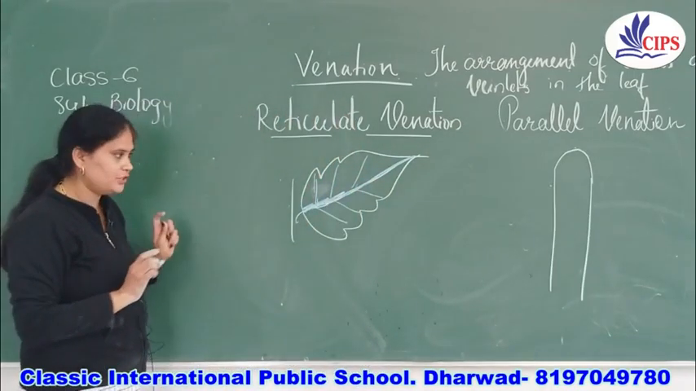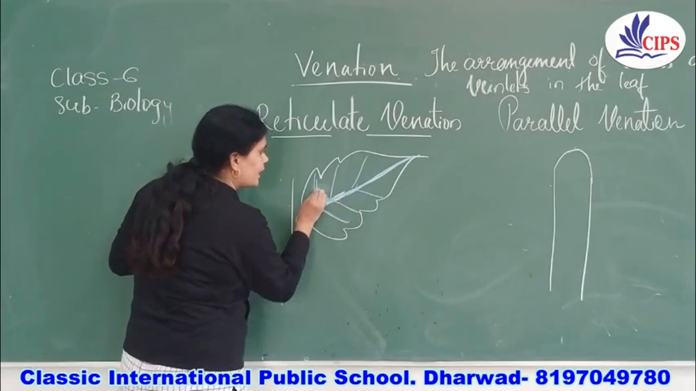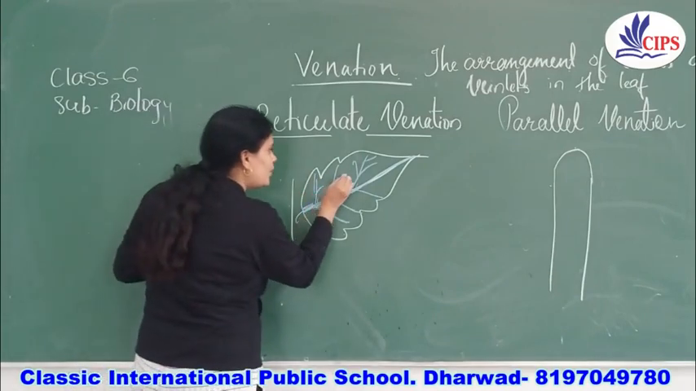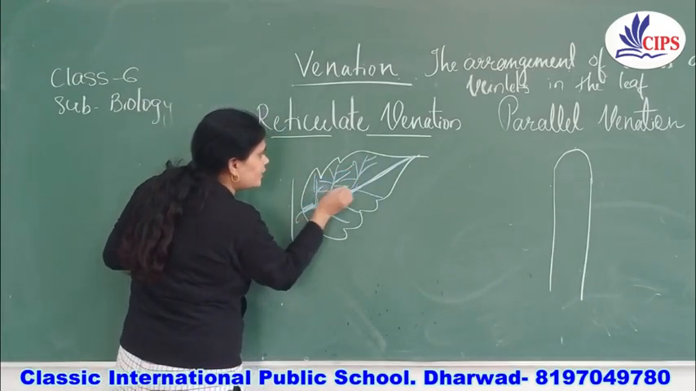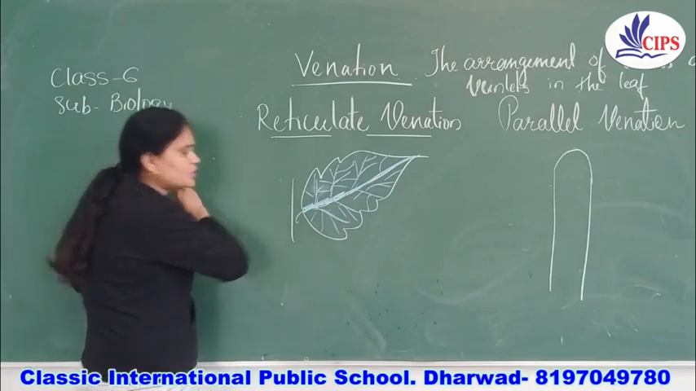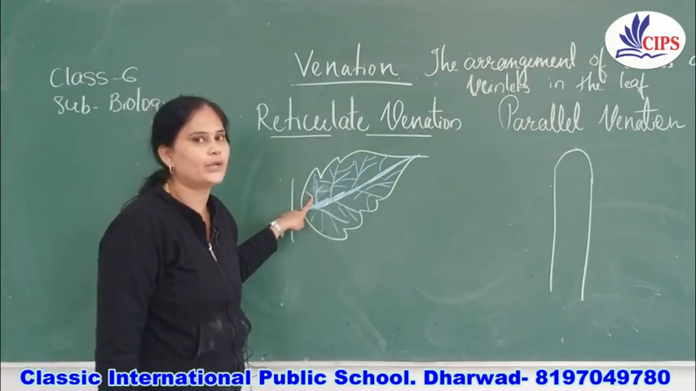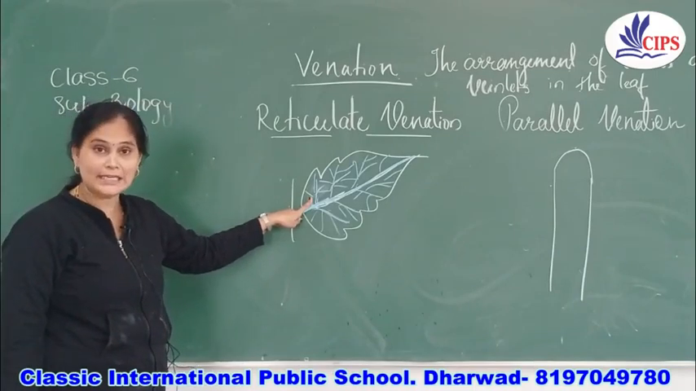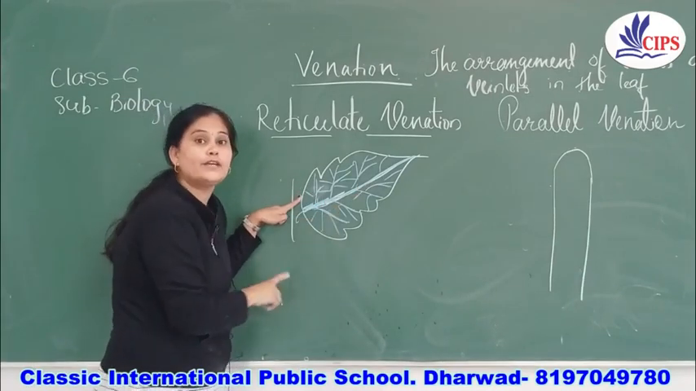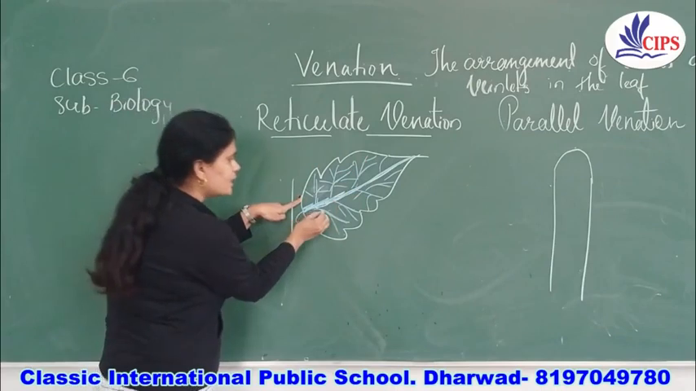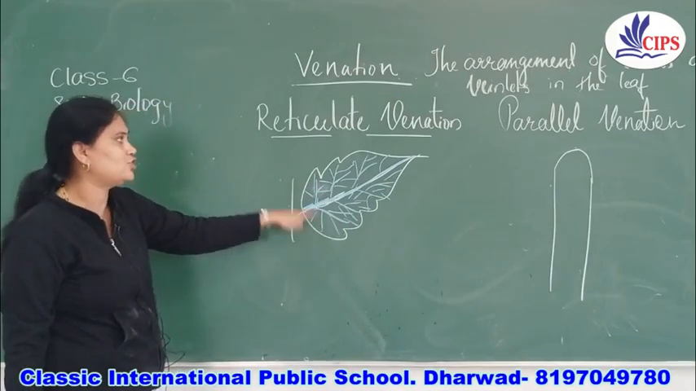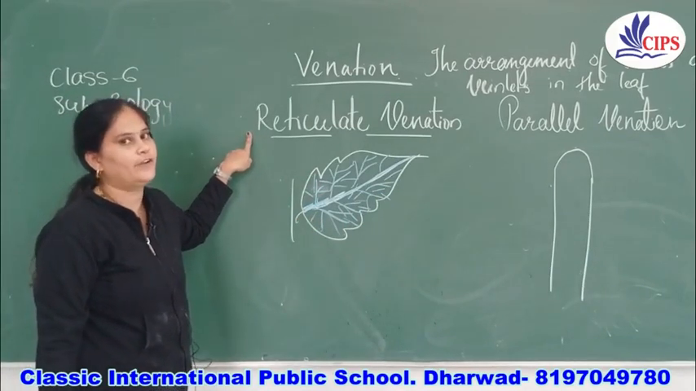In reticulate venation, this is the midrib and these are veins. Again they are divided into fine branches called veinlets. These veinlets form a network-like structure, like this one. Such an arrangement is called reticulate venation. So when you see any leaf where the veins and the veinlets form a network, joining together like a network, this type of arrangement is called reticulate venation.